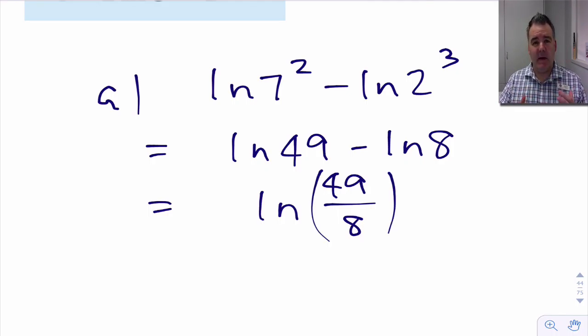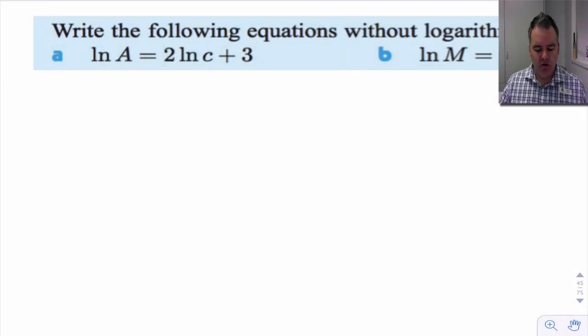Now this is no different from any of the other questions we've done. This is just in the context here with natural logarithms. So this question asks, write the following without logarithms. So let's have a look at part A. This is a bit tricky.